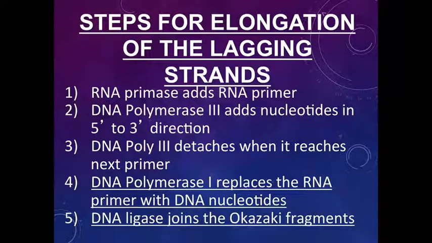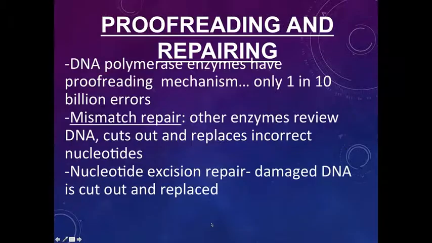Right, so here's the overall steps for elongation of the lagging strand. So basically exactly what I said using the images. So RNA primase adds RNA primer, DNA polymerase 3 adds the nucleotides in the 5 to 3' direction. It detaches when it reaches the next primer. Polymerase 1 replaces the RNA primer with DNA nucleotides, and DNA ligase joins the Okazaki fragments.